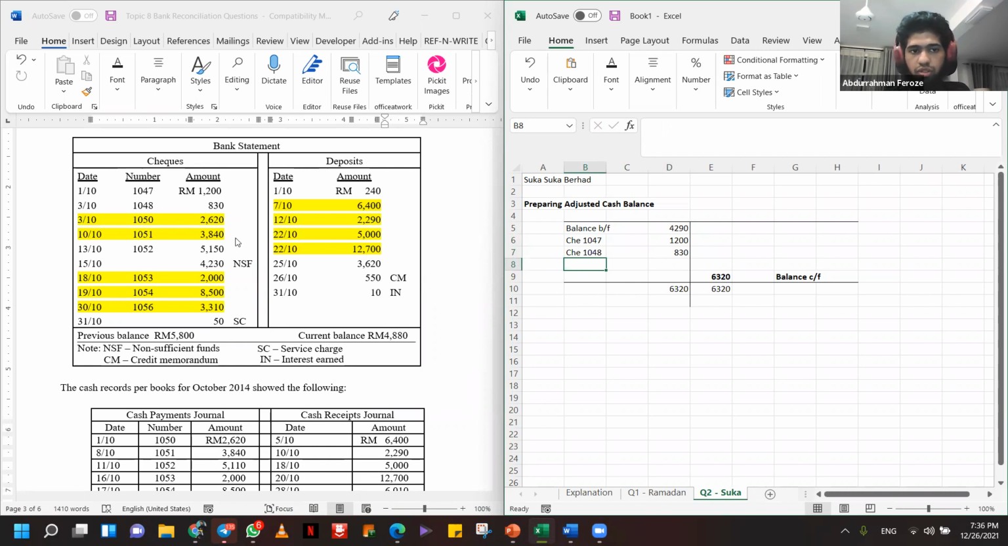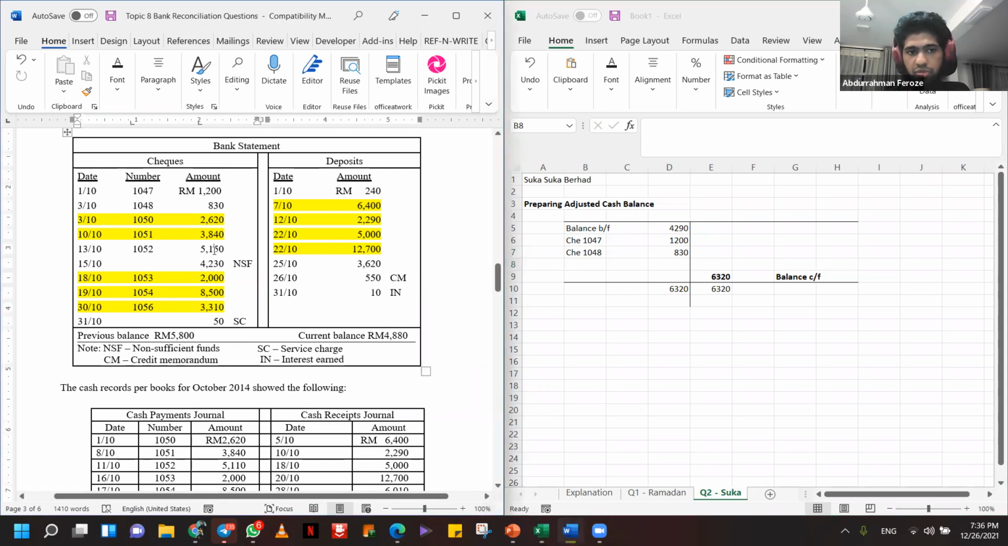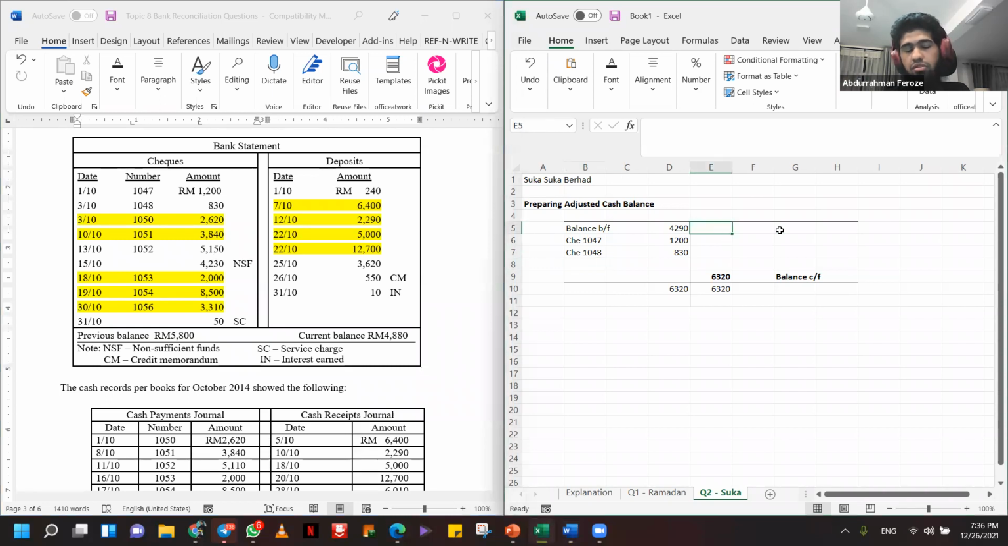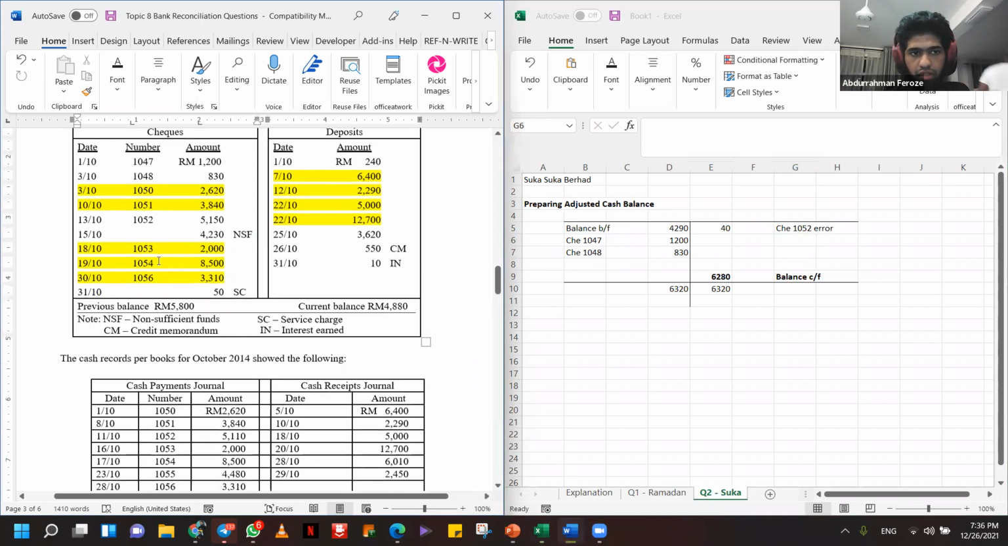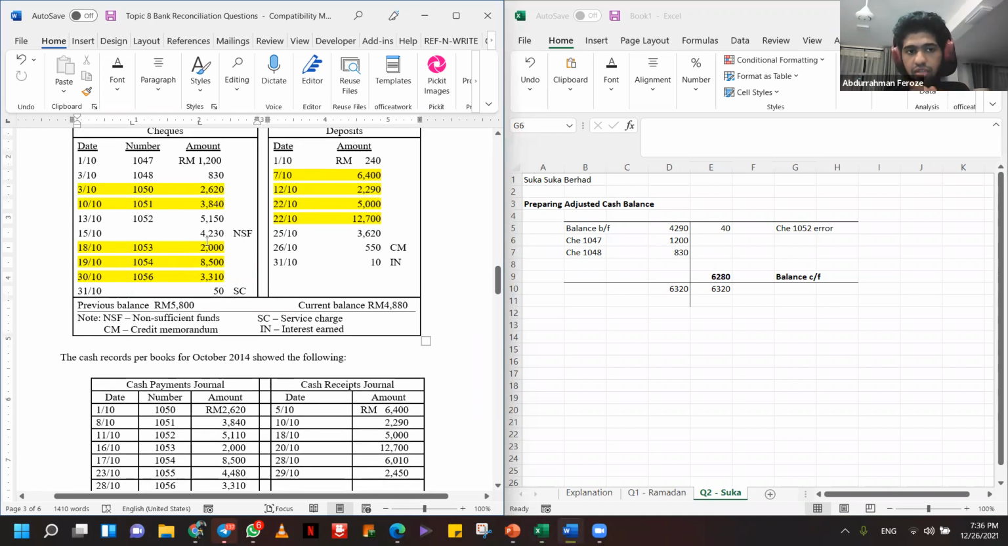And then we have, okay, the next one was check 1052, but this was a cash book error, right? So the actual amount that needed to be paid was 5,150, but 5,150 should have been credited. However, 5,110 was credited. So that means we have credited less than what needs to be credited. So now that remaining 40 ringgit needs to be credited. So here we'll put it as check 1052 error. Okay. All right. And then over here we have 4,230 NSF.